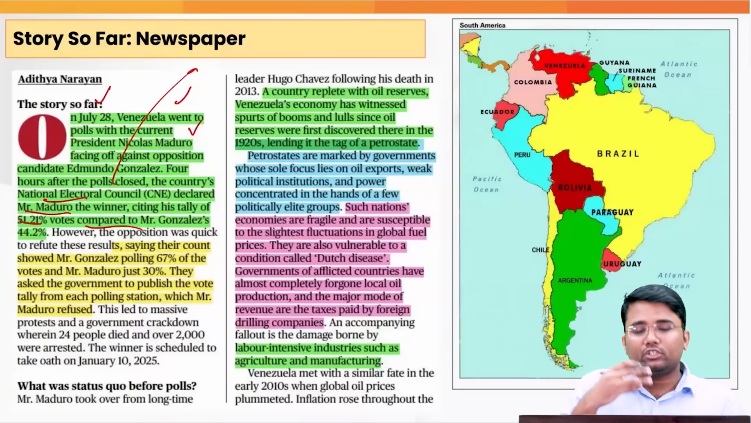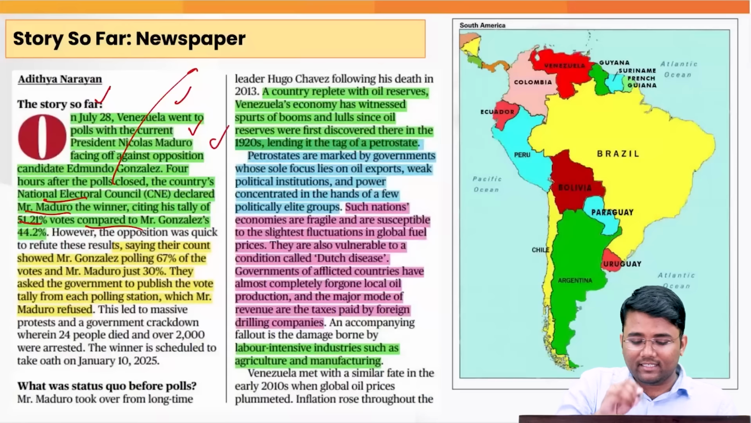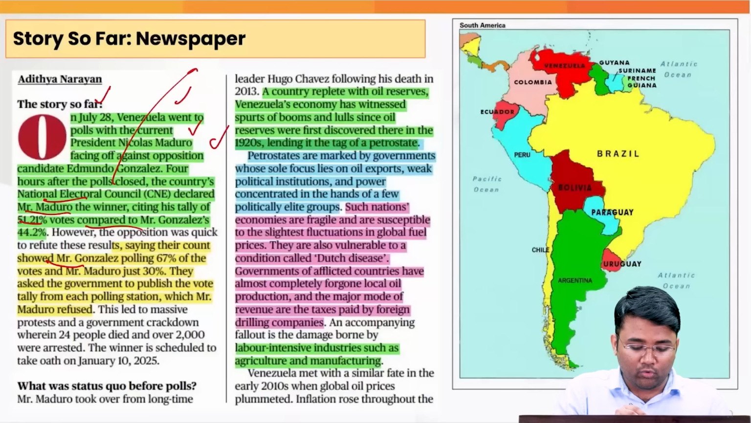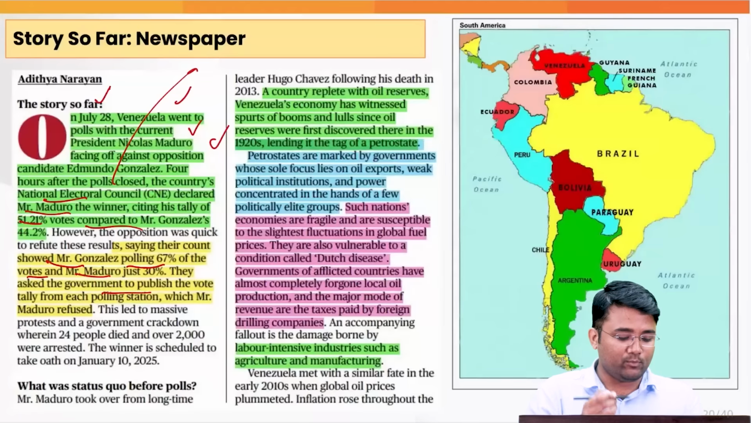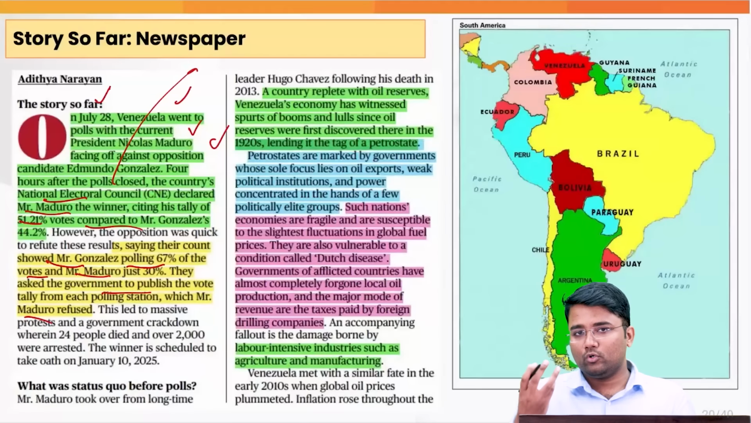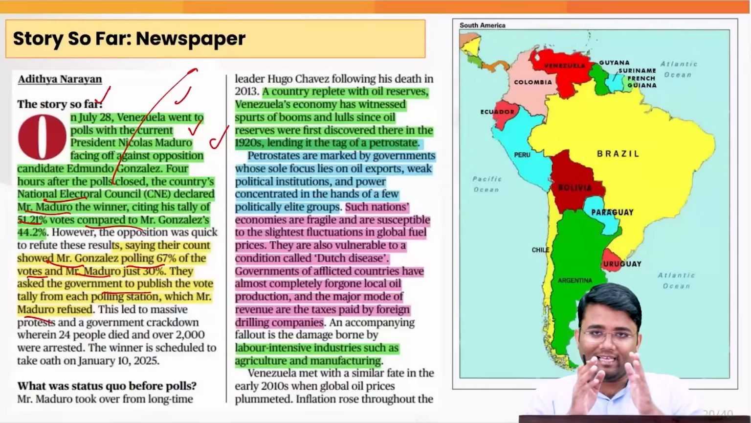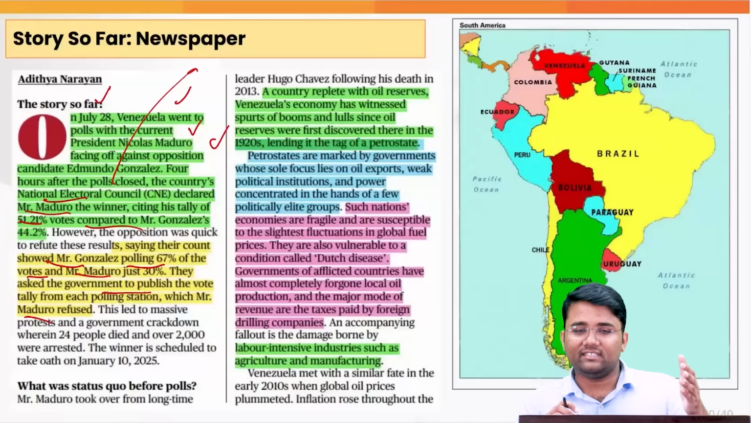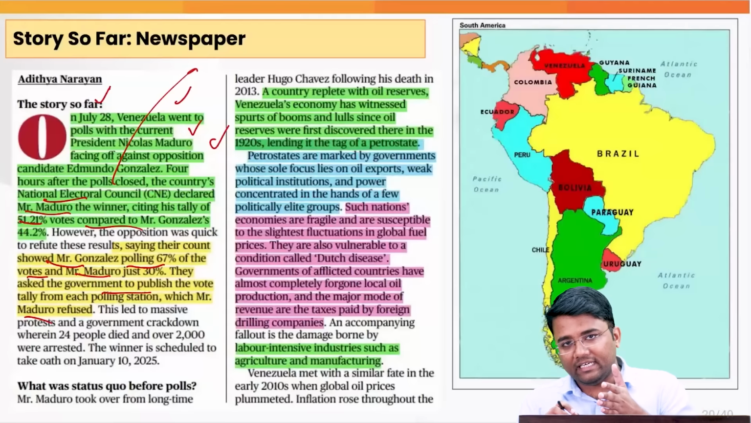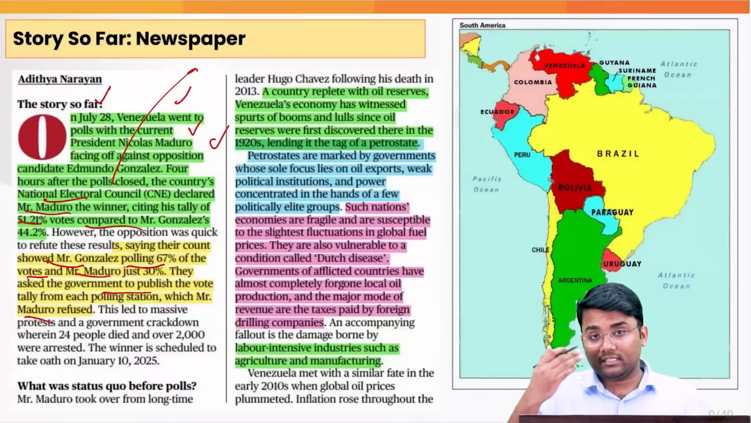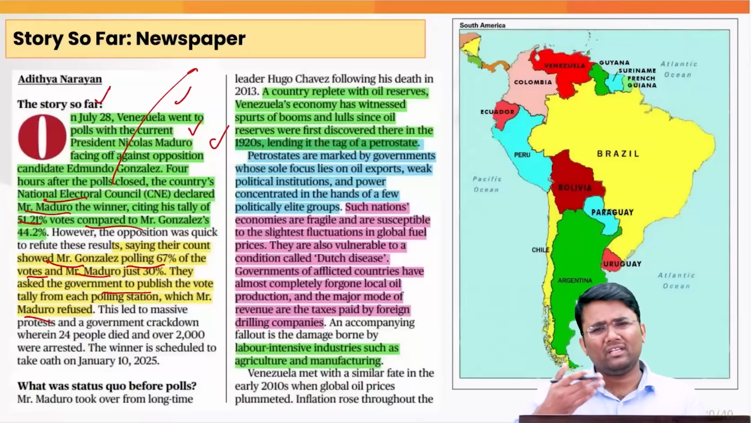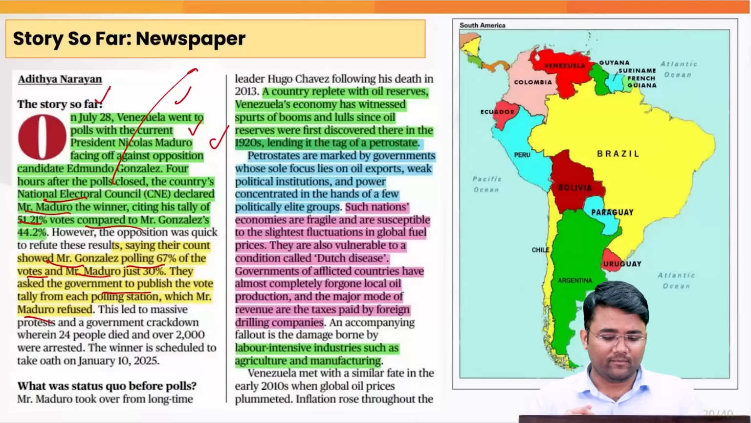So the opposition was quick to refute these results in Venezuela. It says that the count shows the opposition candidate polling 67% of votes and Mr. Maduro just 30%. They asked the government to publish the vote tally from each polling station, which Mr. Maduro refused outright. So elections happened, there has been an allegation that the election was rigged, and opposition candidates are demanding a recalculation of the votes, but the president has refuted it.